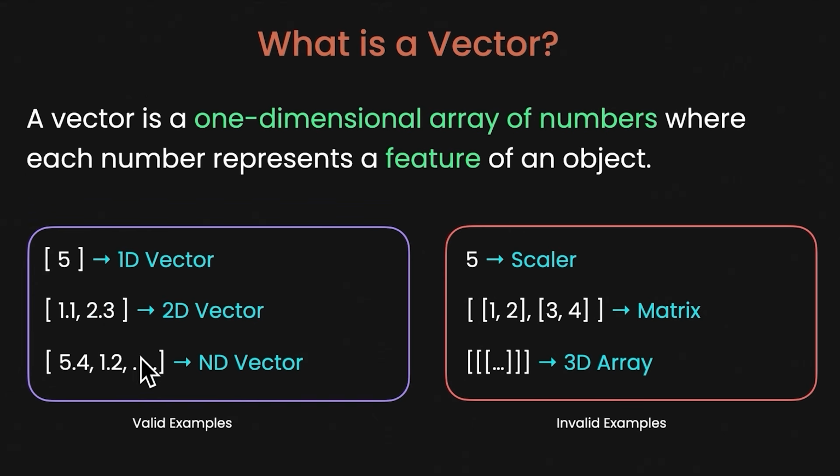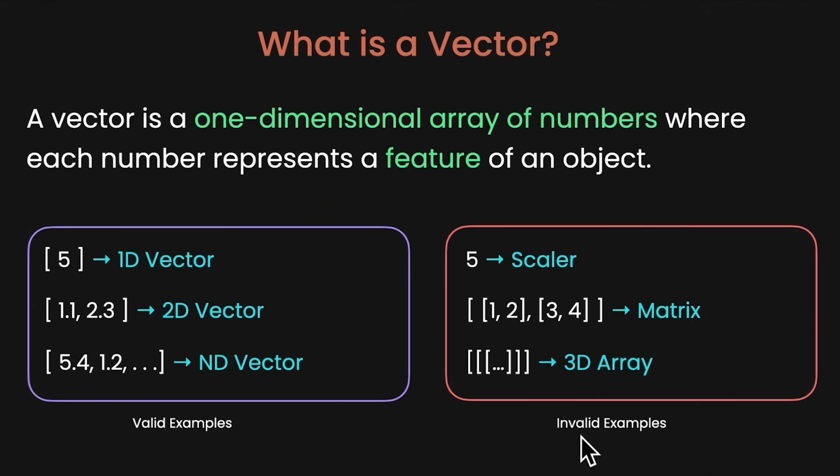Why are all these valid vectors? Because if you look at it, these are all one-dimensional arrays of numbers. This is a one-dimensional array. Even this is a one-dimensional array. That's the main thing you need to keep in mind: it must be a one-dimensional array where each dimension, for example, this is a two-dimensional vector, so 1.1 and 2.3 are representing the features of an object.